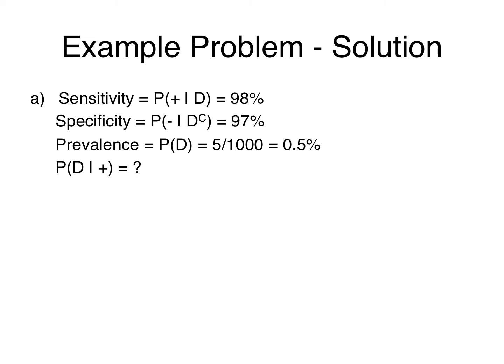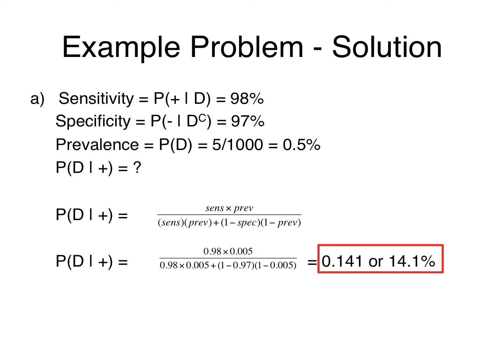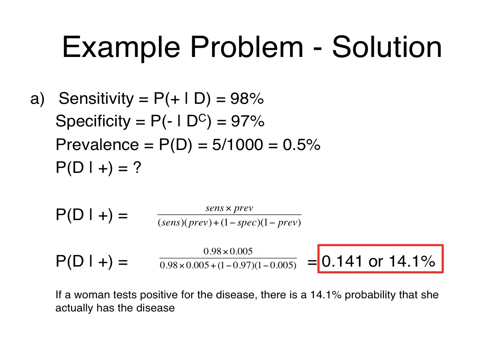But the easiest way to solve this problem is to just plug it into our alternative formula for positive predictive value, inserting the values for sensitivity, specificity, and prevalence. And if we do that, we get a probability of 0.141, or 14.1%. And so we can conclude that if a woman tests positive for the disease, there's a 14.1% probability that she has the disease. And we already said before that this is the positive predictive value.